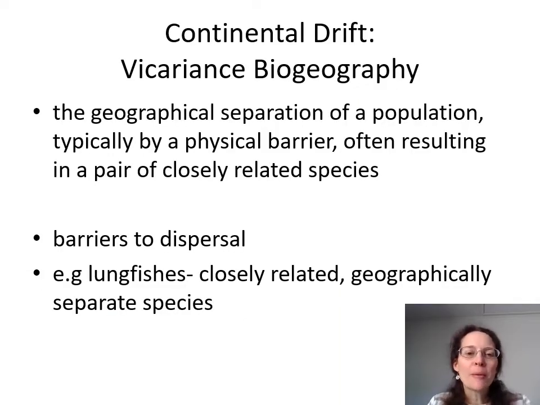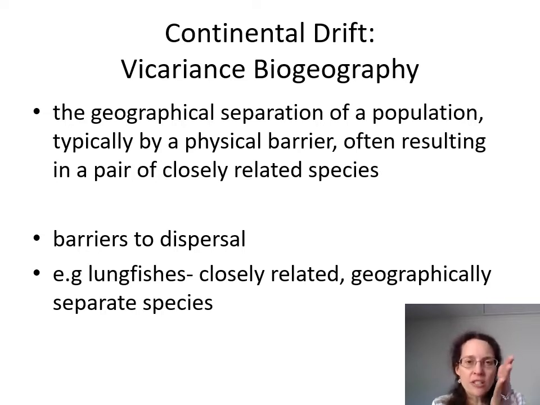We have to talk a bit about some terminology to how we describe what's going on. We have the vicariance biogeography. Basically, all that is that there's a geographical separation of a population. So something comes in and separates the population. It's typically some kind of physical barrier, and it results in a pair of closely related species. So it's some kind of barrier to dispersal.